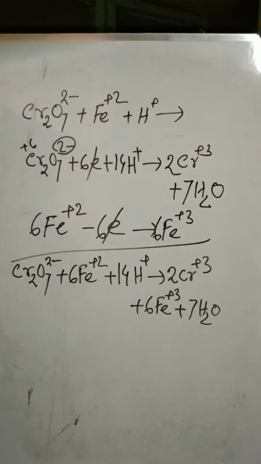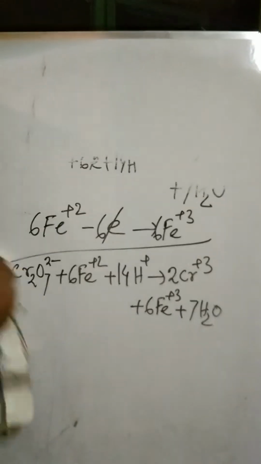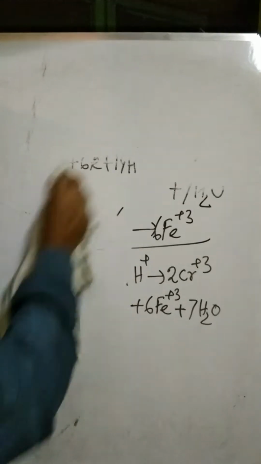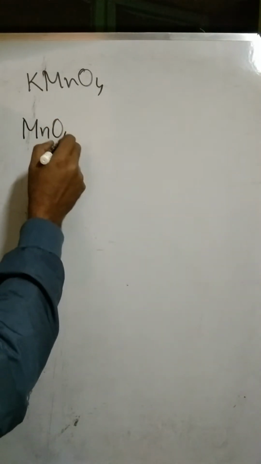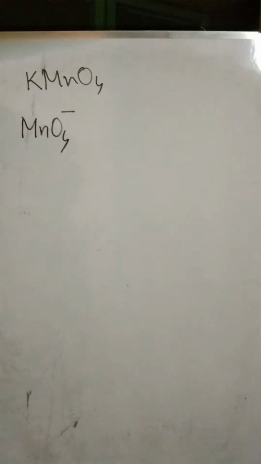Let's see another example, where potassium permanganate is treated with Fe plus 2 ion. What happens? Potassium permanganate KMnO4 ionizes into K plus and MnO4 minus. So all we need to do is take the ions where the oxidation state is changed.